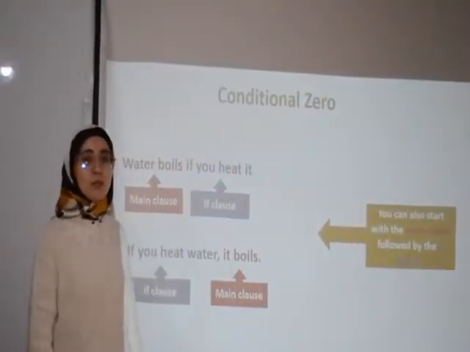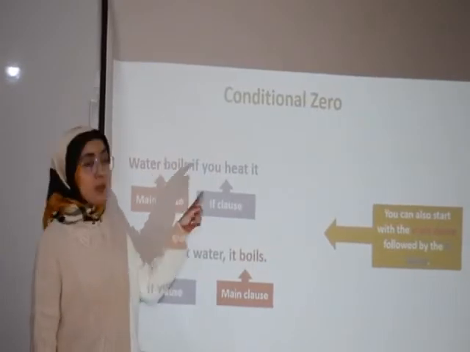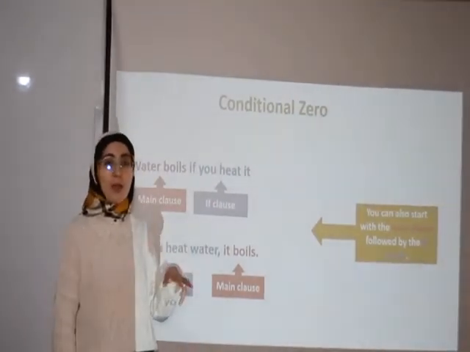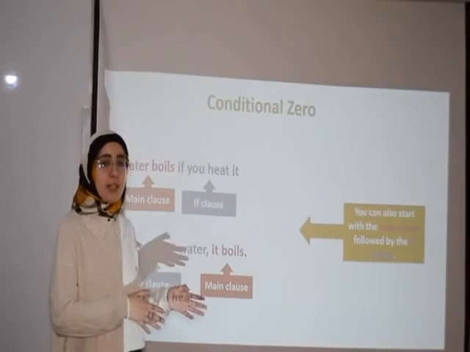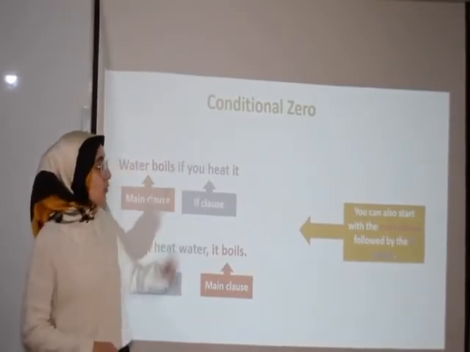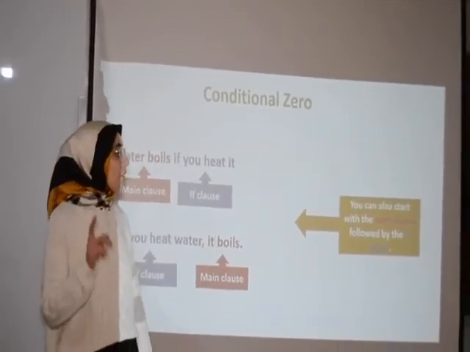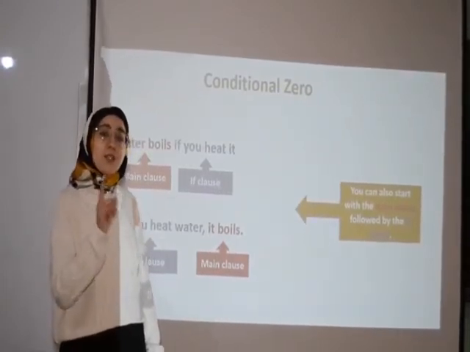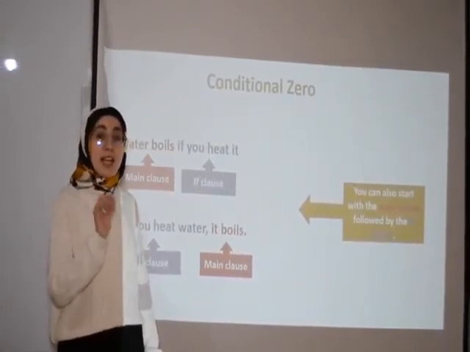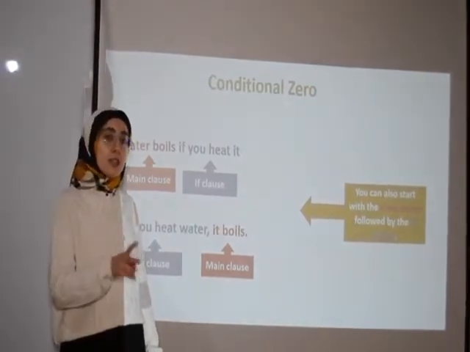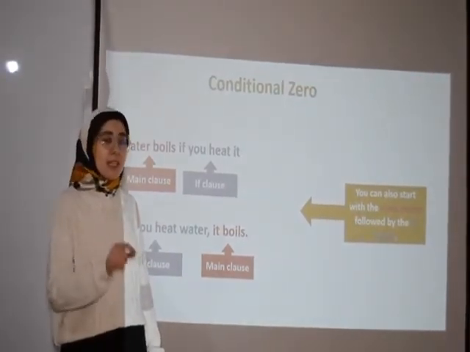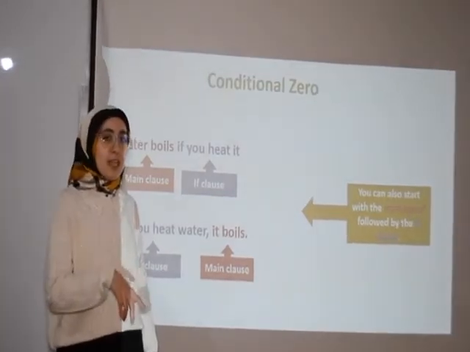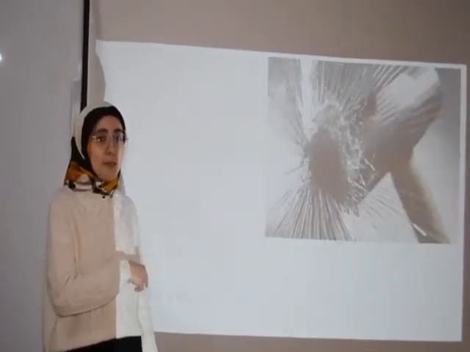Now, I'm going to sum up. Conditional 0 consists of 2 parts, if clause and the main clause. But you can also start with the main clause followed by the if clause. The most important thing that you have to remember is the tense of the verbs in both clauses must be in the simple present.